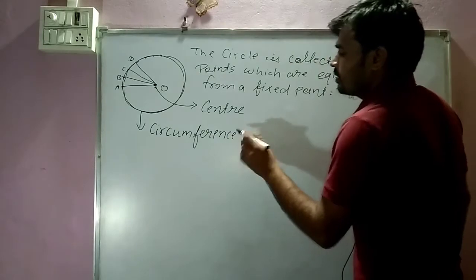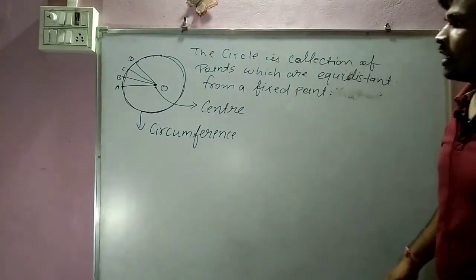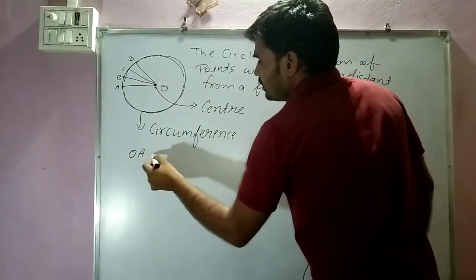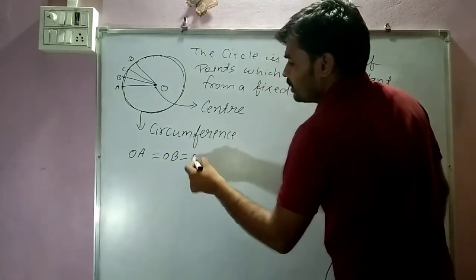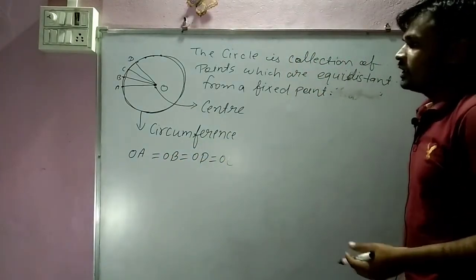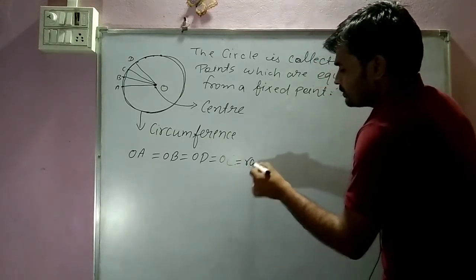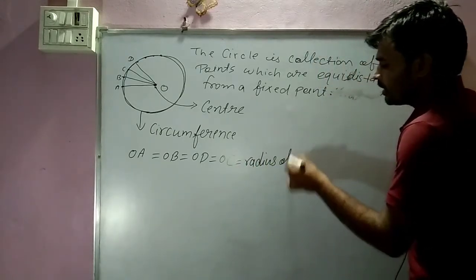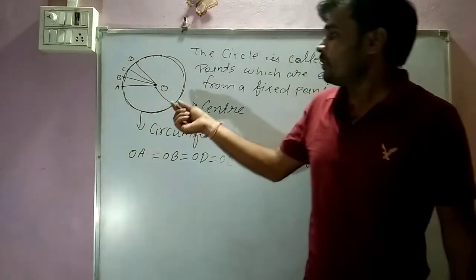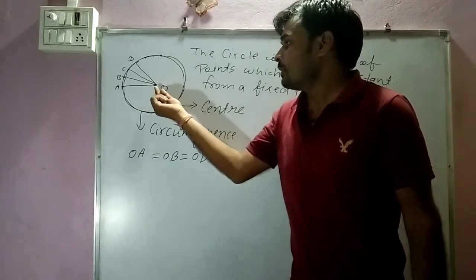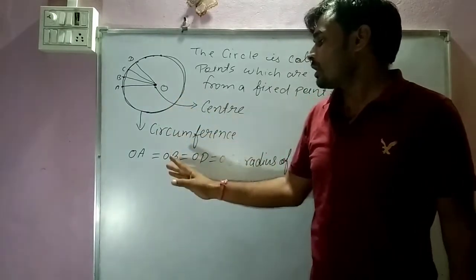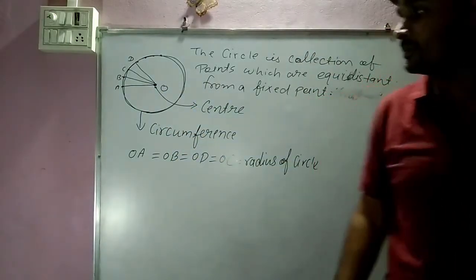Now if we talk about OA, OB, OC, OD, all are equal. These are called the radius of the circle. We can define the radius of a circle as the distance between the center of the circle and a point on the circle.